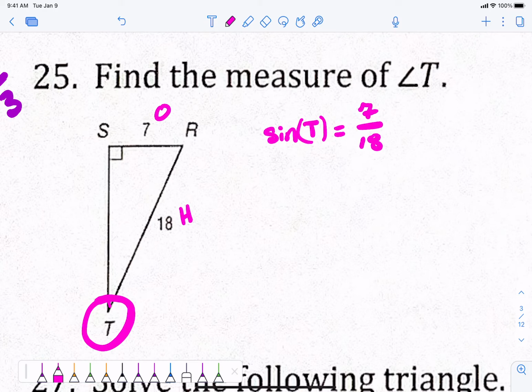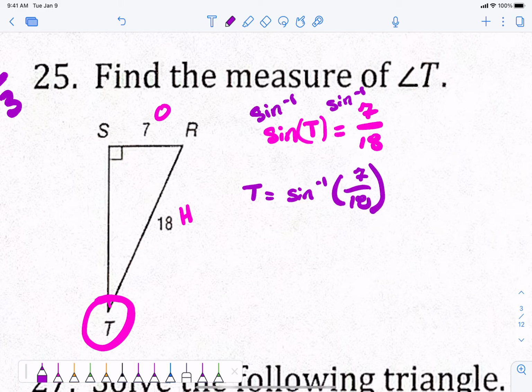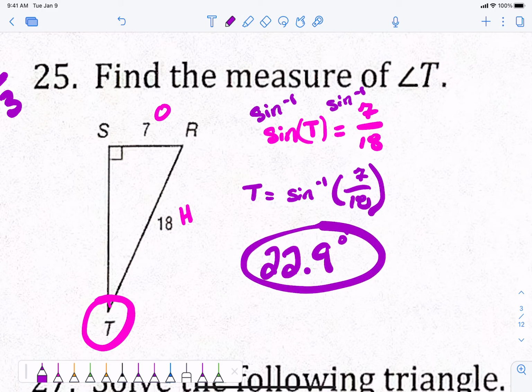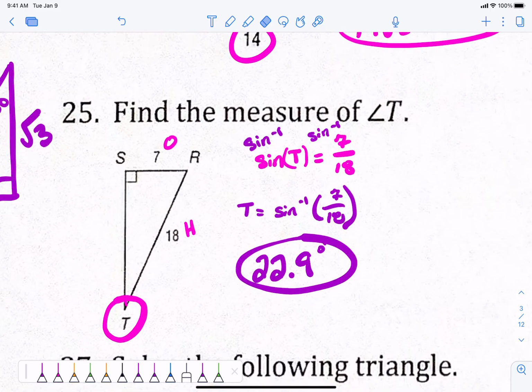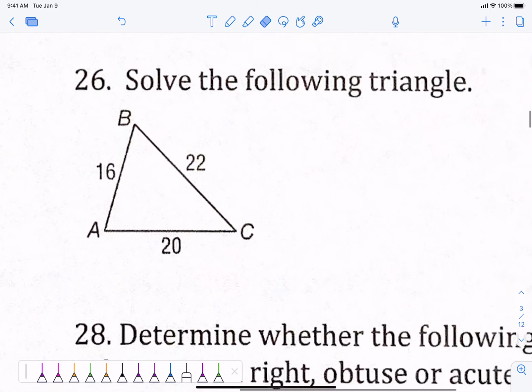This is the only time you do this: the inverse sine. You do the inverse sine, right? That's the only time you use that second sine button. T equals inverse sine of 7 over 18. That's the only time you do it, when you're finding an angle. 22.9 degrees. Okay, beautiful. The only time you use inverse sine or inverse cosine or inverse tangent is when you're solving for an angle. Okay, good?